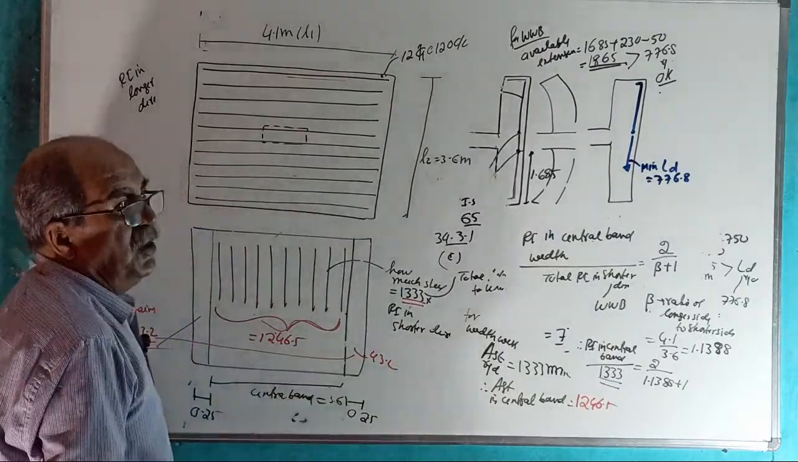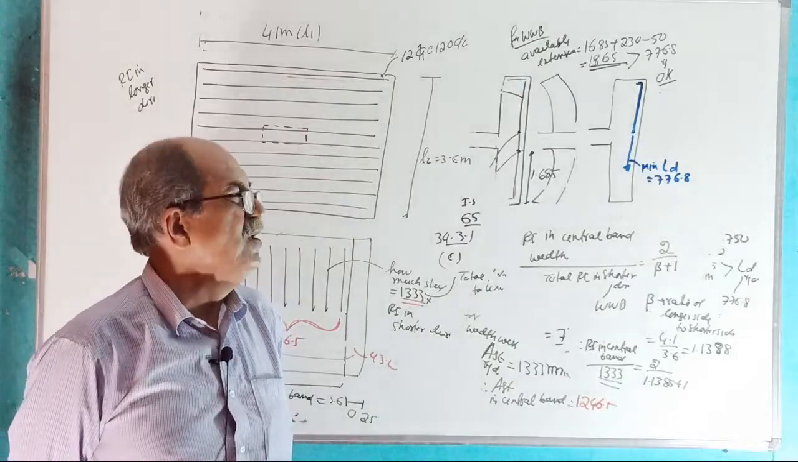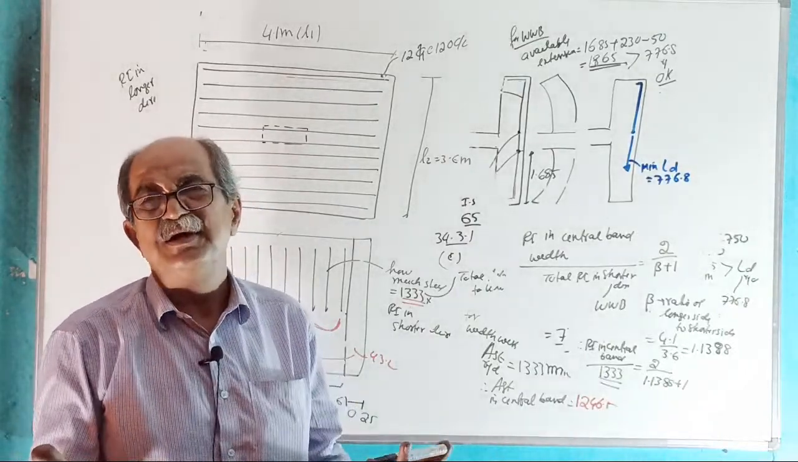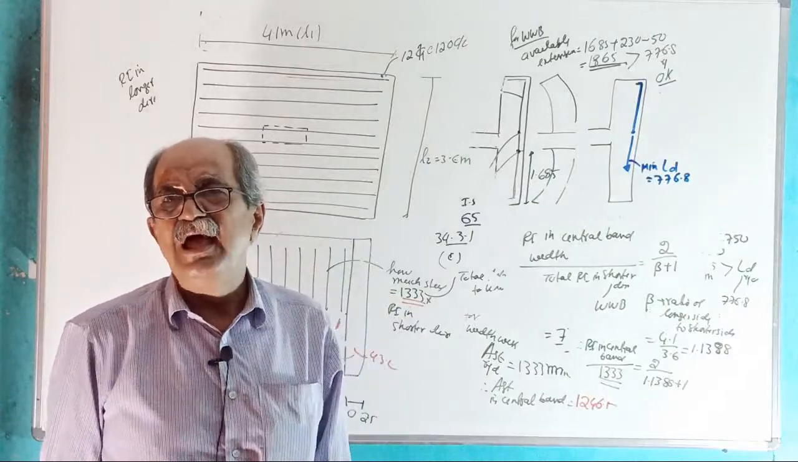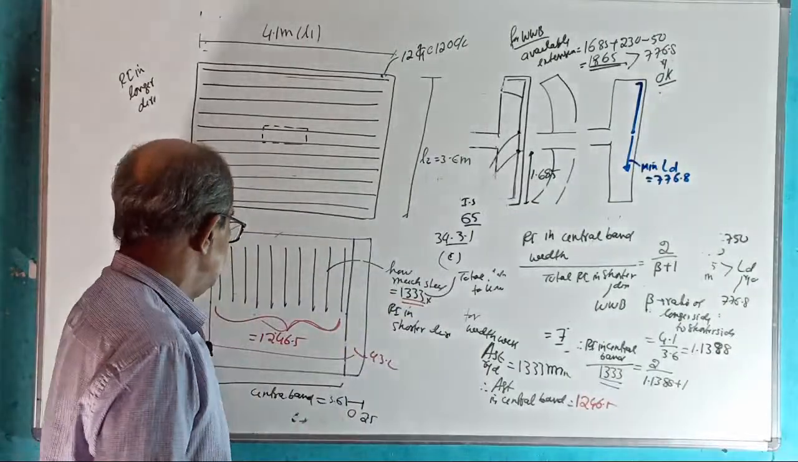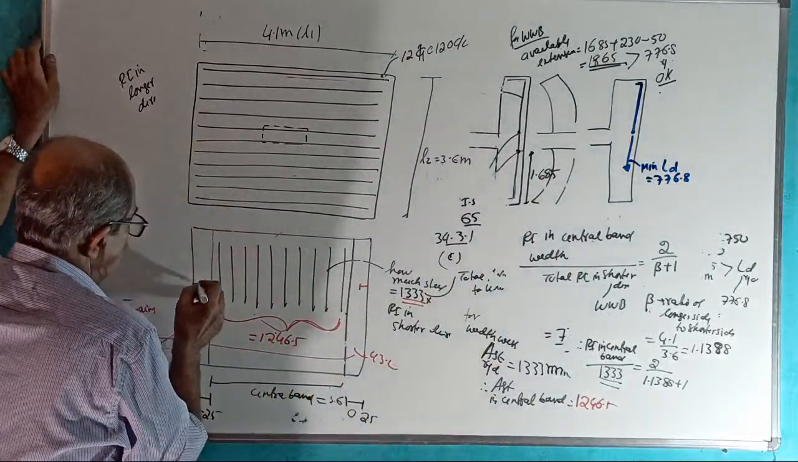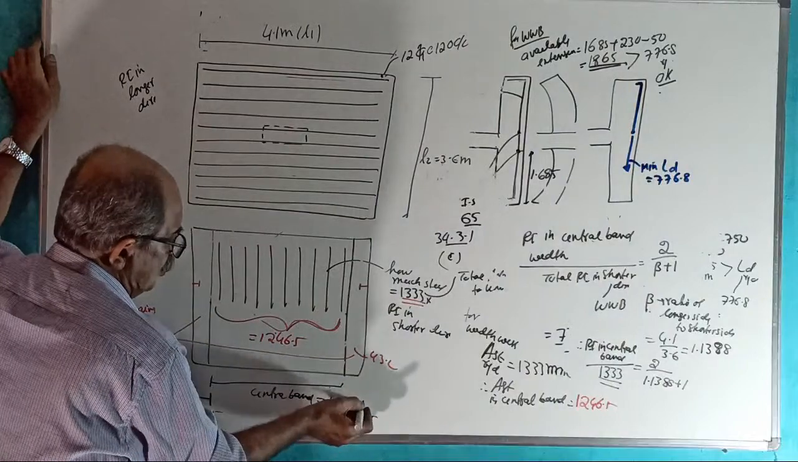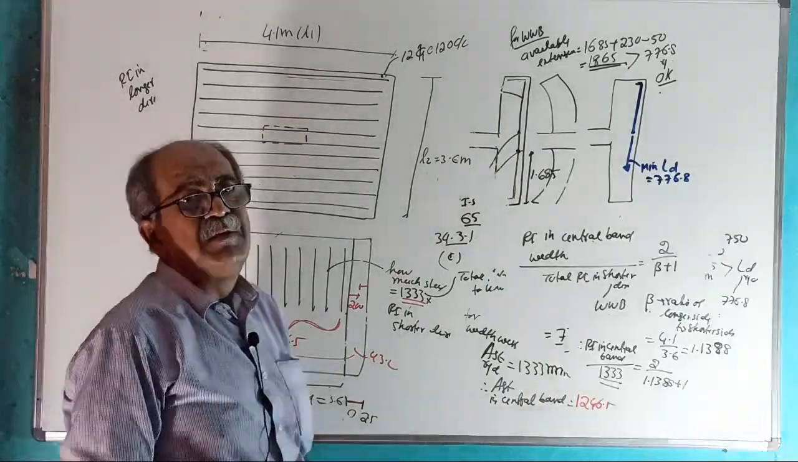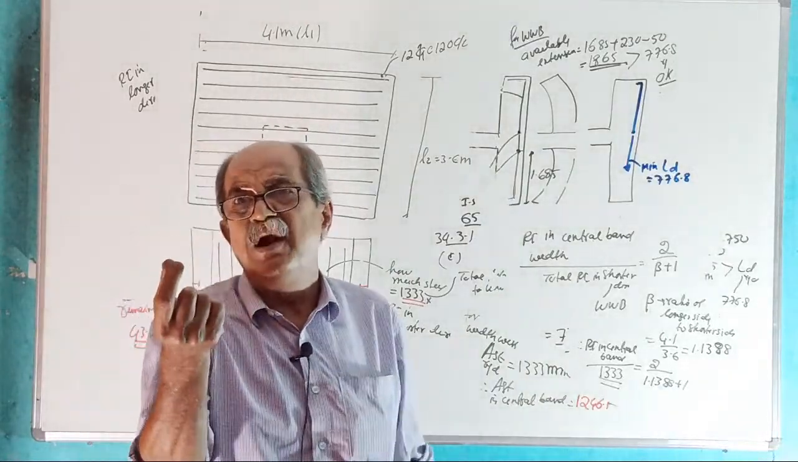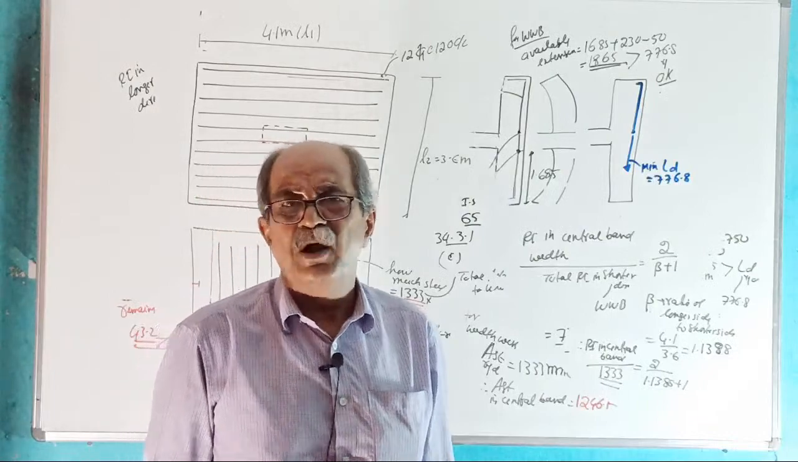Now, a 16 mm diameter bar area is 201 mm square. And one more thing: a clear cover of 50 mm is there. So if you leave clear cover of 50 mm, if it is 250, this will become 200 millimeter. Do you think anybody, for such a small length of 200, will go for this calculation?